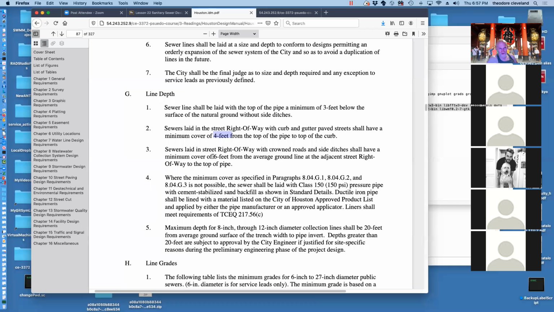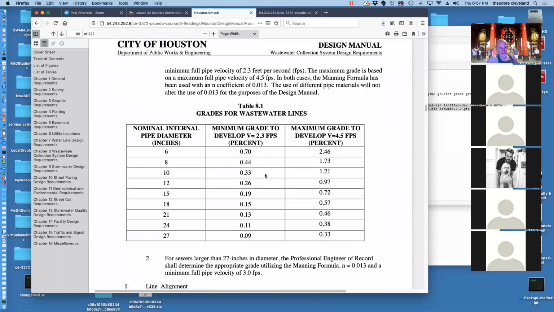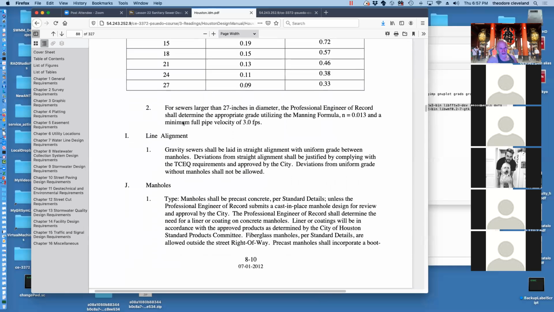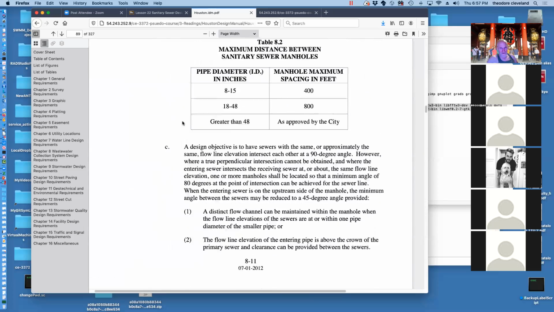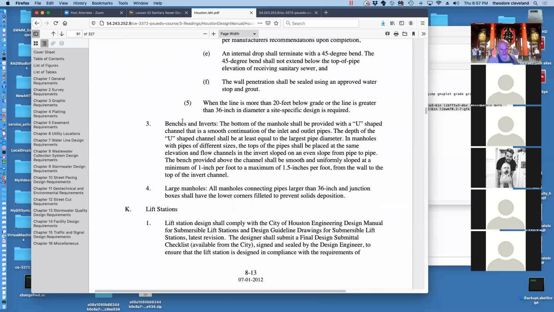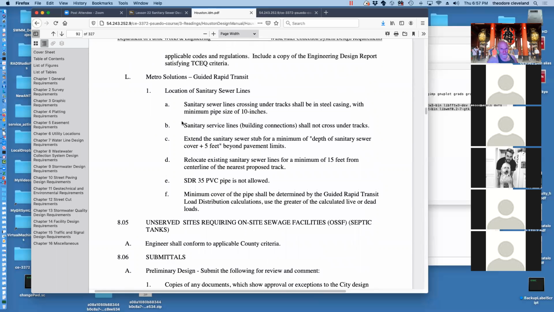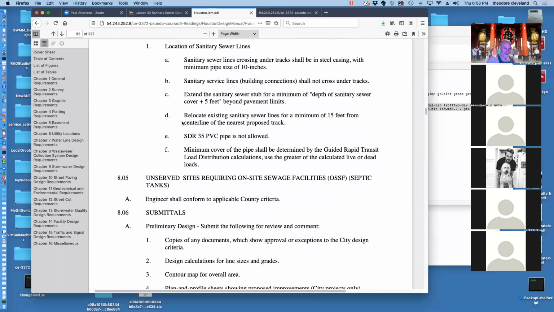And then sewers laid within a street right of way with crowned roads and side ditches have a minimum cover of 6 feet from the average ground line at the adjacent street to the top of the pipe. So the burial depths are explicitly prescribed in this design manual. Minimum and maximum slopes based on pipe diameter are provided in table 8.1. And see, we got burial depth, we got slope. And I think the flow requirements are discussed elsewhere.